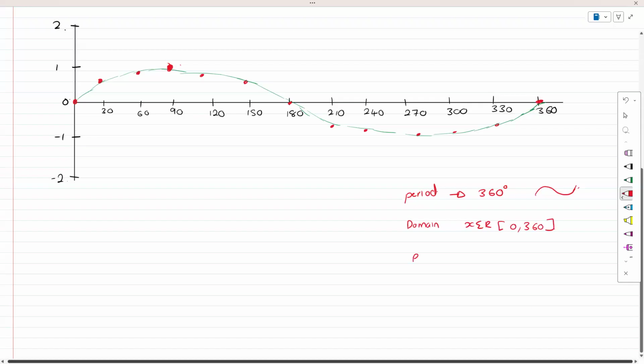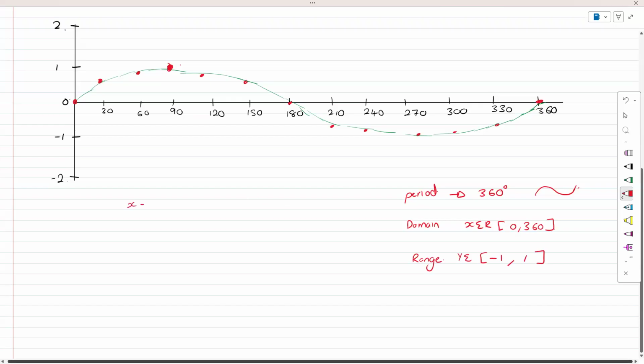The range is all of the possible y values that we can have. And the possible y values would be the lowest value, -1, to the highest value, 1. Okay? So this is the basic information that we got. Let's go with some of the other information.